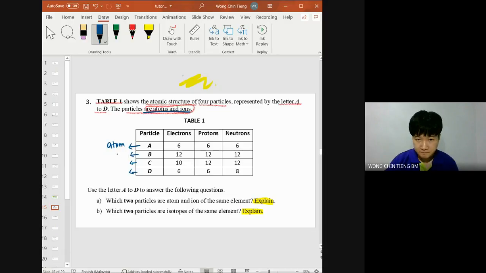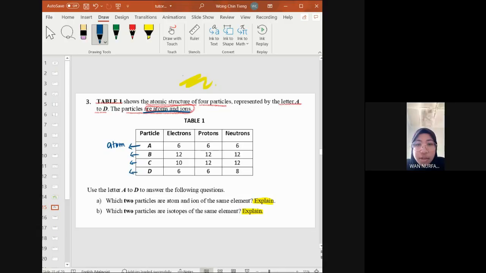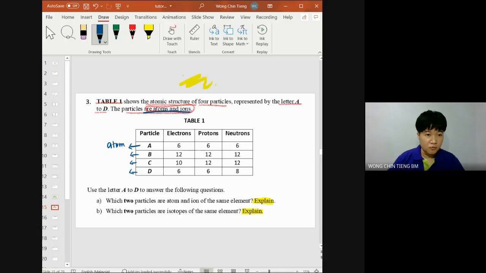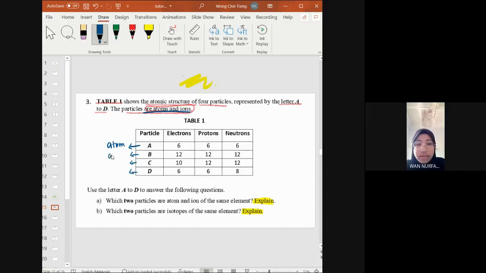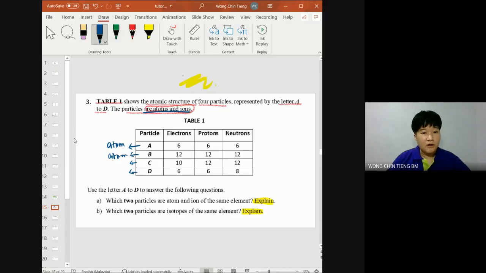B? Atom or ion? Atom. Why? Because electron and proton have the same number. Natasha, C, atom or ion? C, ion. C is ion.